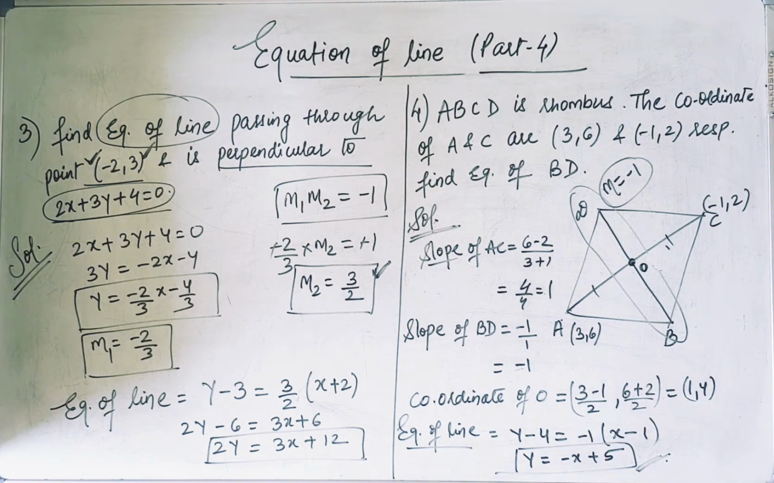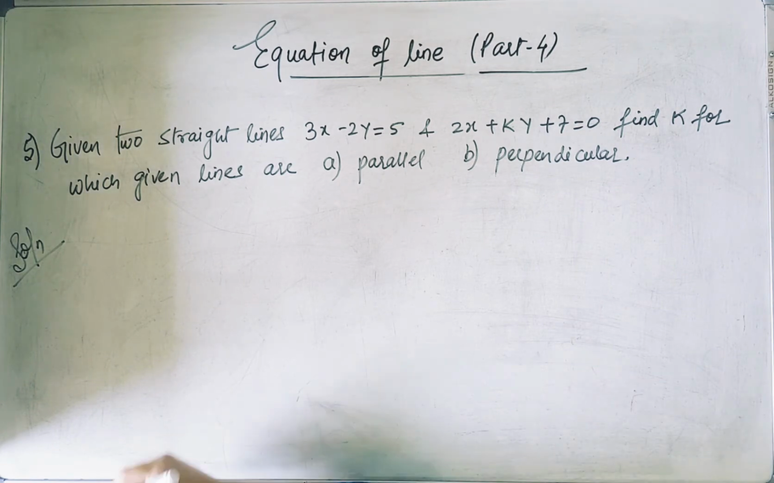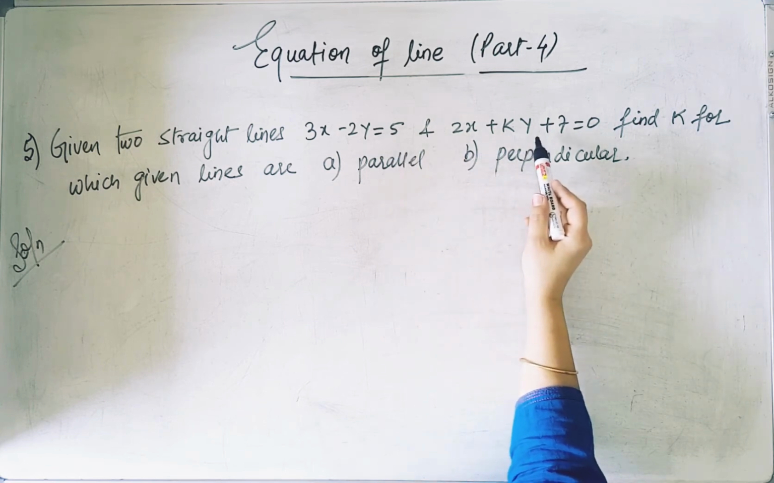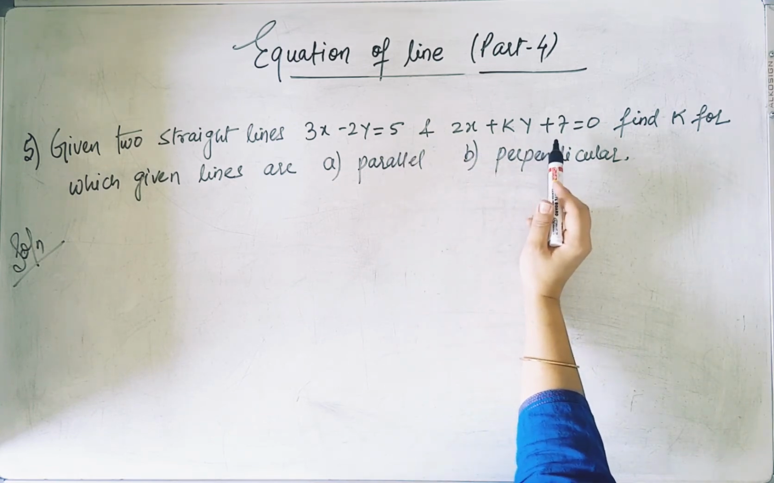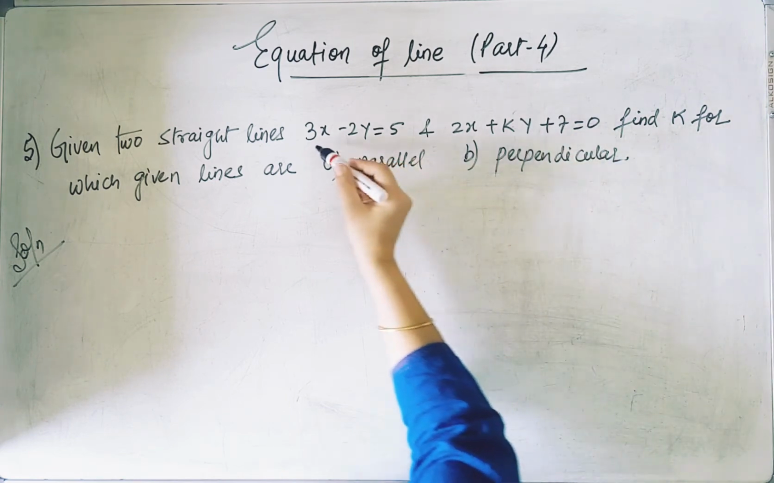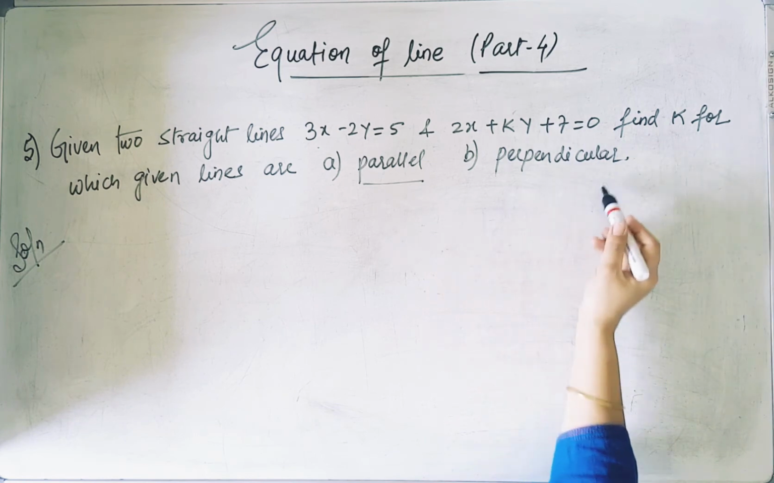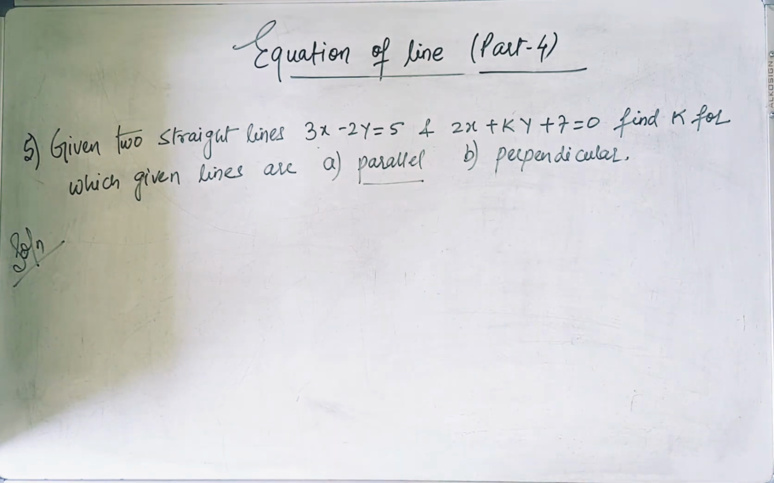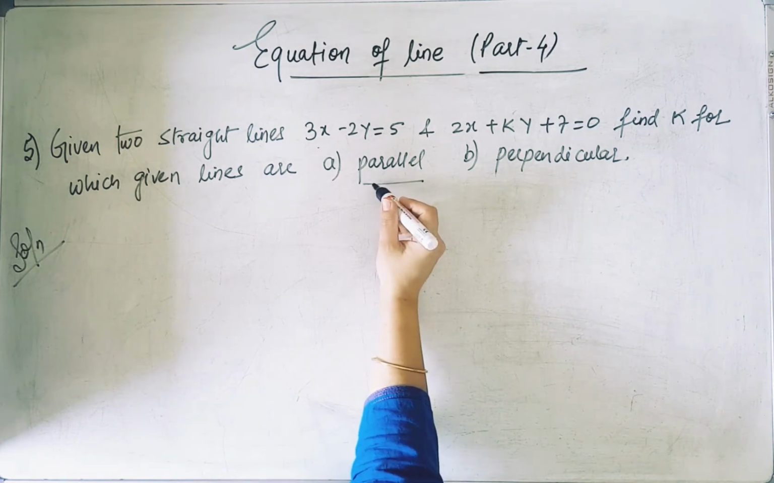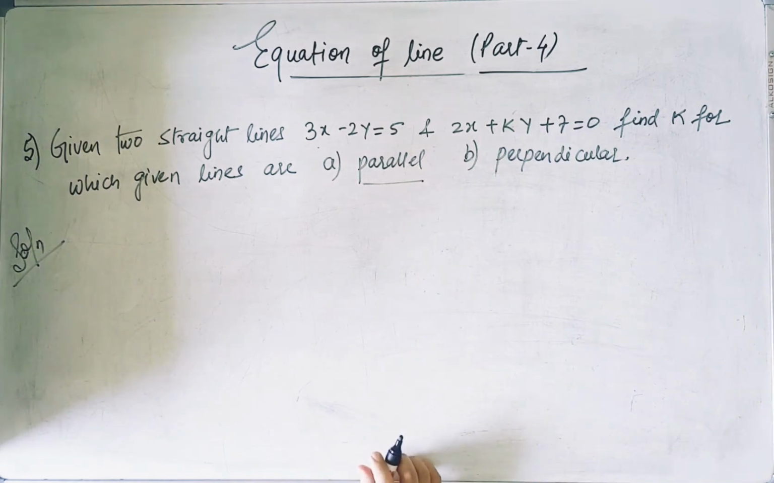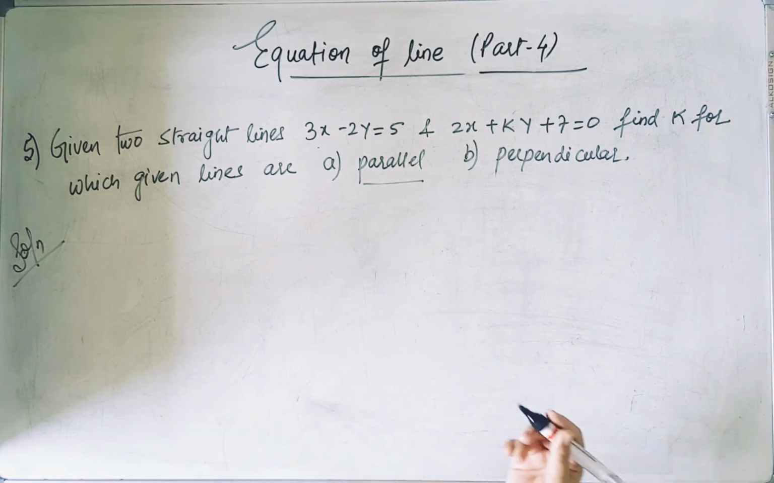So now the question is: given two straight lines 3x minus 2y equals 5 and 2x plus ky plus 7 equals 0, we have to find the value of k for which these two lines are parallel to each other, first case, and second case, these two lines are perpendicular to each other. So it's very simple. If they are parallel, the slope of both the lines will be equal, and if they are perpendicular, then the product of slopes will be what? Minus 1. So we'll find the value of k accordingly.